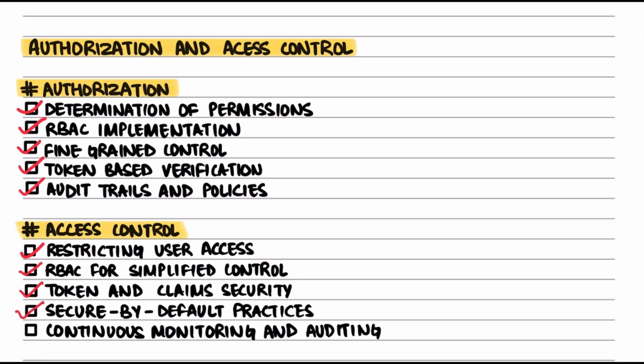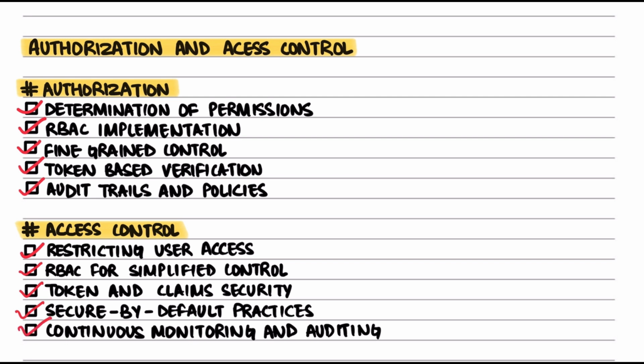Secure by default practices establish a baseline level of minimal access for users. Additional permissions are granted selectively, following the principle of granting access only when explicitly needed, reducing the potential security vulnerabilities.